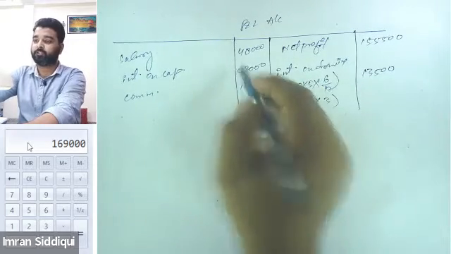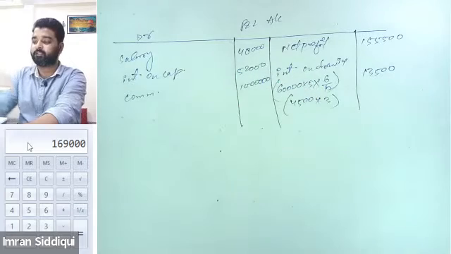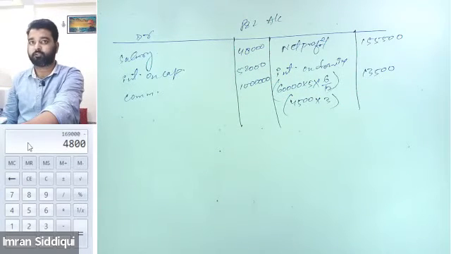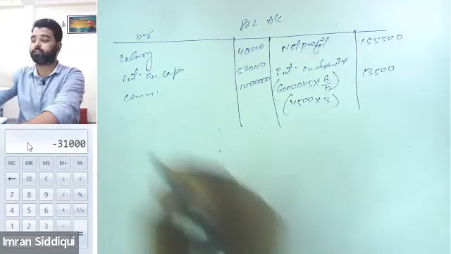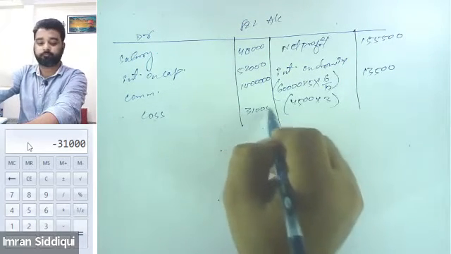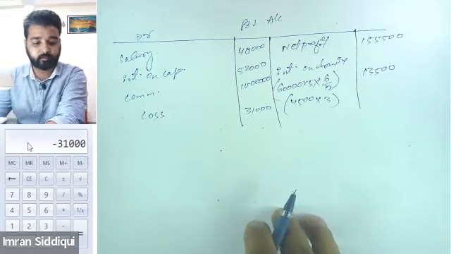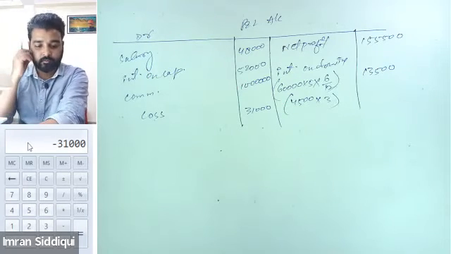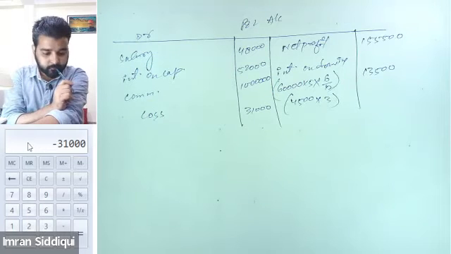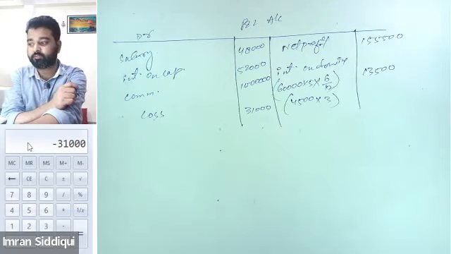But you can see the debit side of the P&L appropriation is exceeding. So 48,000 minus 52,000, the loss will be 31,000. This is the amount of loss. Is that clear, everyone? Everybody is getting a loss of 31,000, yes or no? Yes, sir. Yes, a loss of 31,000 will be there.